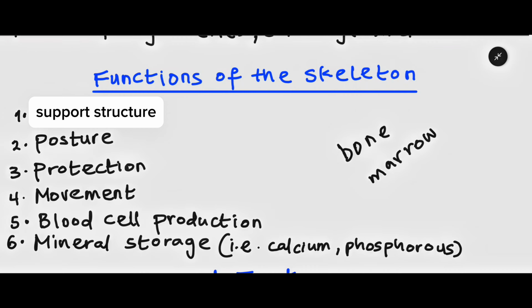Bones store minerals like calcium and phosphorus, which are really important in the body, and the body can release these minerals when needed to keep the body functioning properly. They have a wide range of uses, such as in muscle contraction or to help your nerves function properly. If you're not getting enough calcium in the long term, your bones can become weaker. And that's not something you want when you're doing really intense, high impact sports, for example. Okay, so those are the 6 functions of the skeleton.